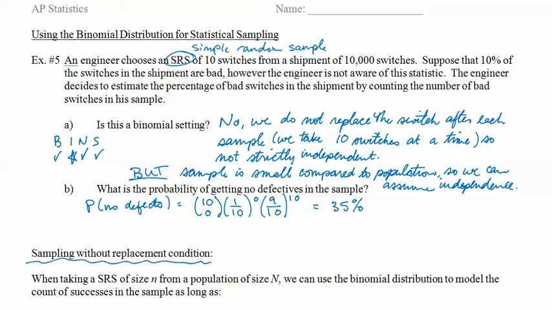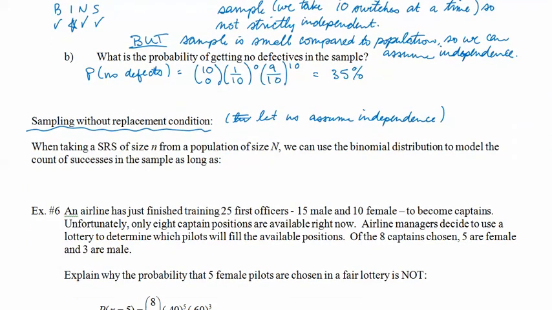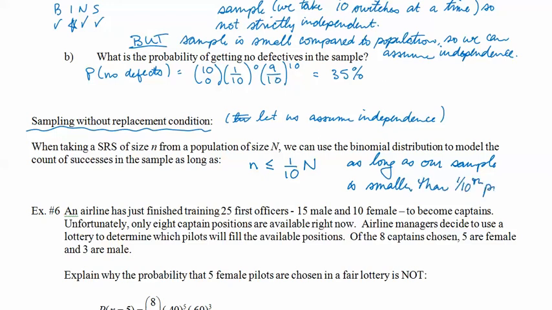So, sampling without replacement condition. That was what our last example was. So here we're assuming independence. So when taking an SRS of size n, lowercase n, from a population of size big N, we can use the binomial distribution to model the count of successes in the sample as long as little n is less than or equal to 1/10 of big N. So as long as our sample is smaller than 1/10 the population.